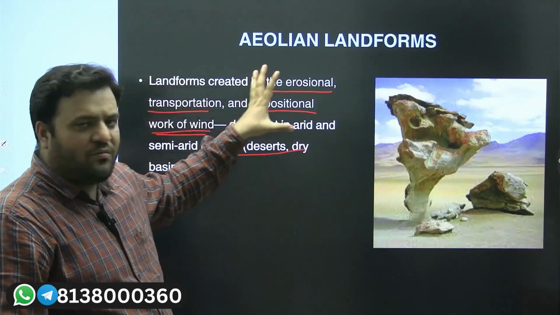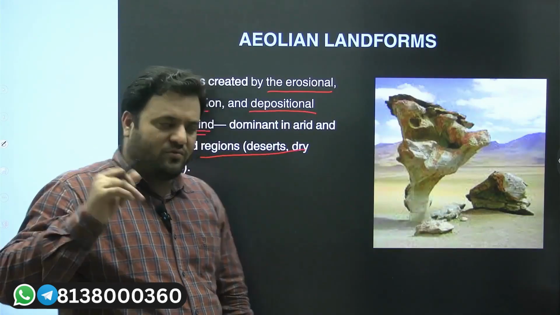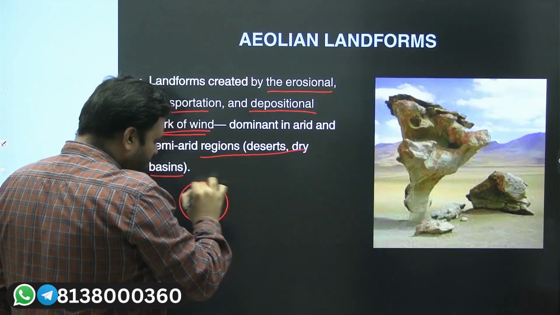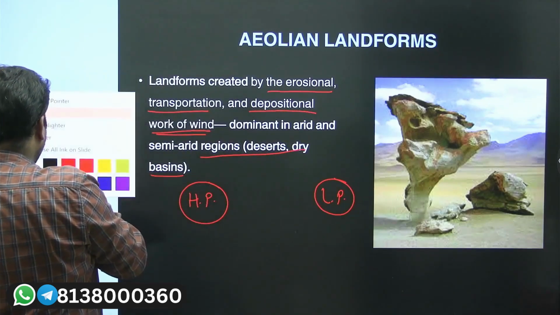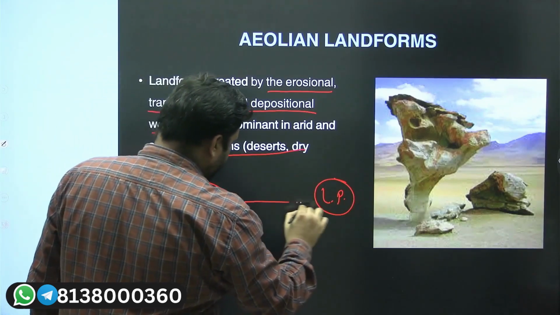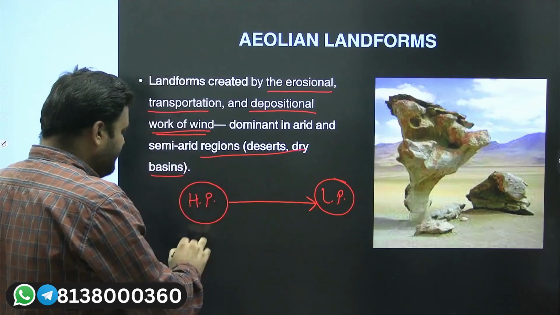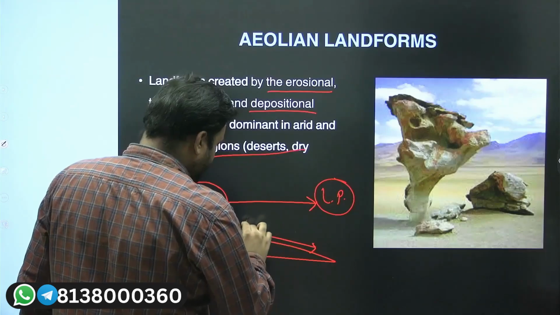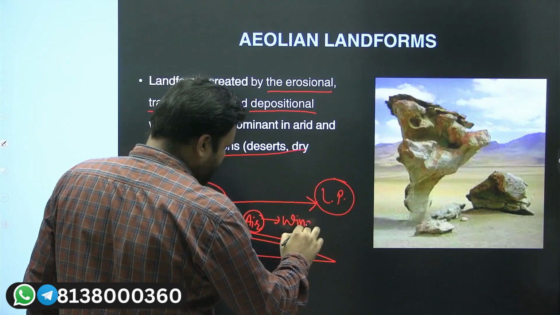As I told you earlier, Aeolian landforms are the result of wind. Why will wind move? Wind will move from a high pressure zone towards a low pressure zone. There is a gradient from high pressure to low pressure, and accordingly the air moves. The horizontal movement of air is termed wind.